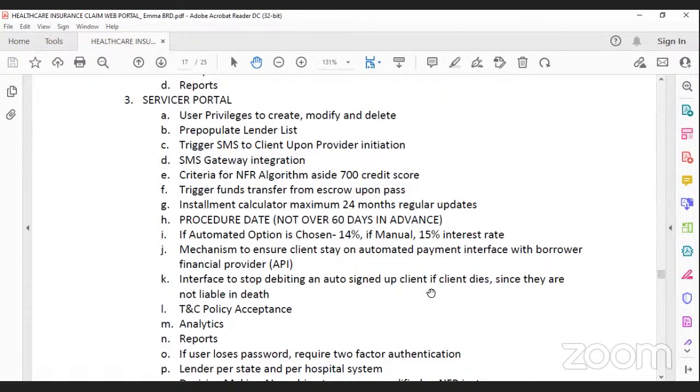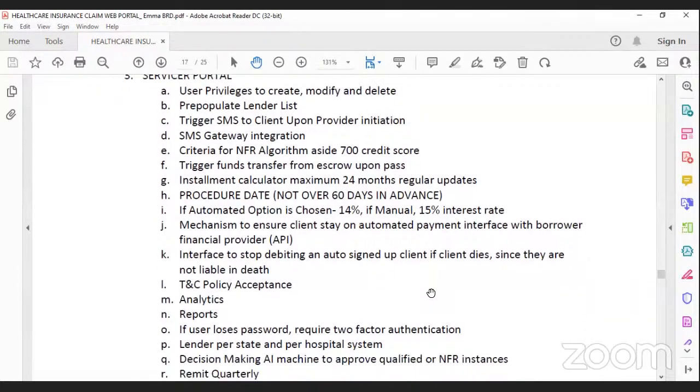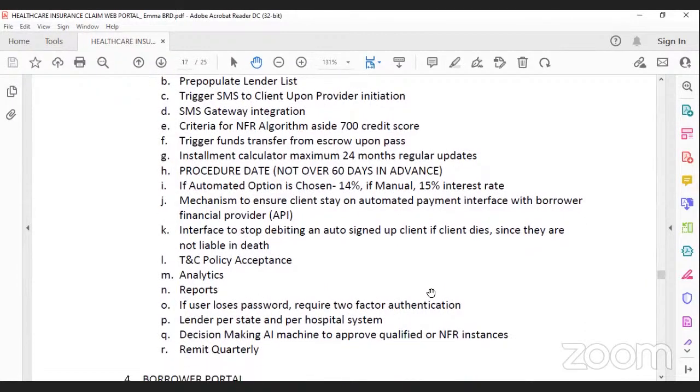We are going to encourage, as our next point, a mechanism to ensure that clients stay on automated payment, interfacing with the borrower financial API. And then we are also saying here an interface to stop debiting auto-sign clients in the event they are no more, since they are not liable for the debt. T&C policies will be clearly stated.